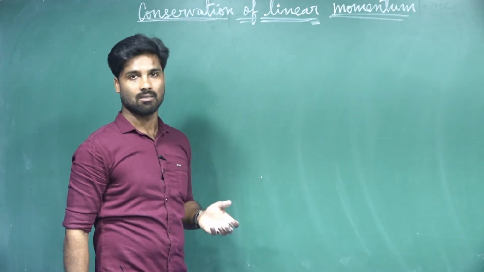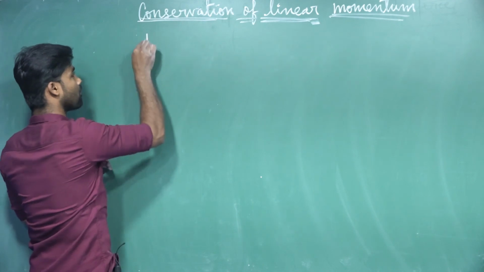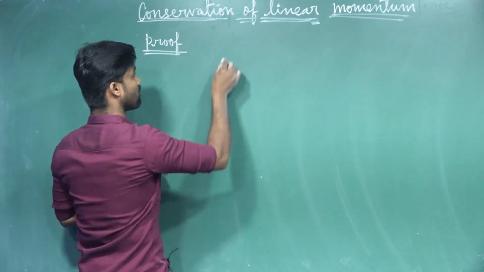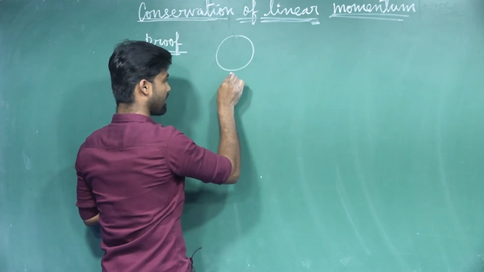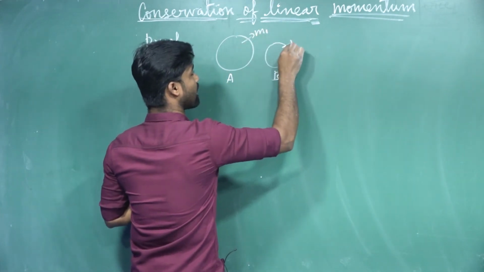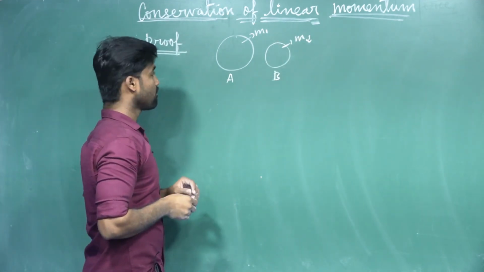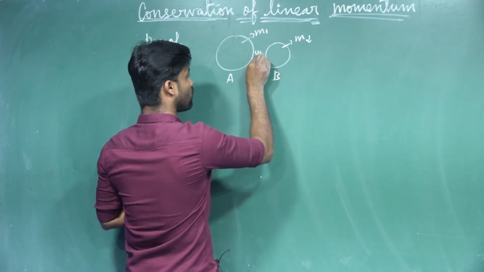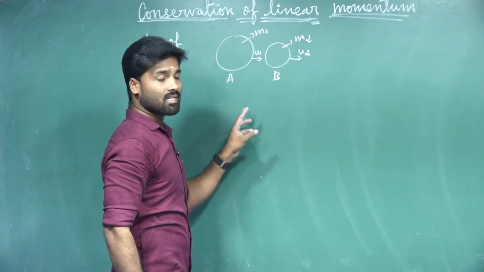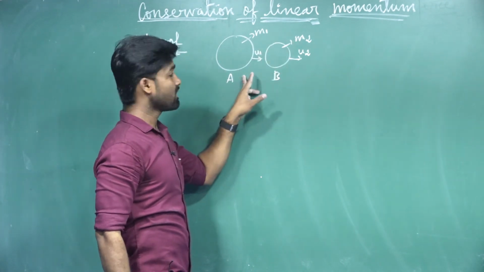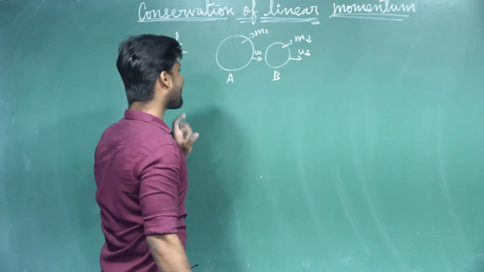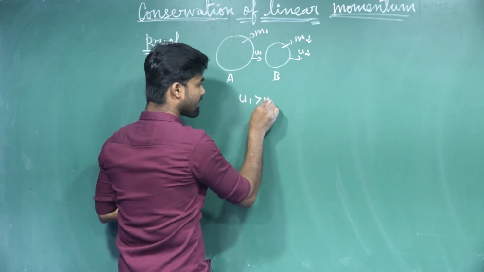So now we are going to discuss or prove the conservation of linear momentum. Here let us consider two objects, object A and object B, of masses m1 and m2, with initial velocities u1 and u2. The two objects are moving in a straight line. In the beginning we arrange that the velocity u1 is greater than u2.